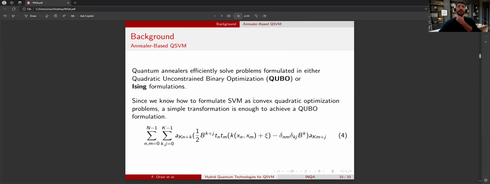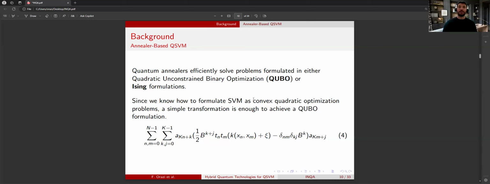For the annealer, we already know that the annealer can solve QUBO or Ising formulations very well. And we know that since the support vector machine is a convex quadratic optimization problem, a simple transformation is enough to achieve the QUBO. Here, in equation 4, you can see the actual full formulation for the QUBO of the support vector machine problem.